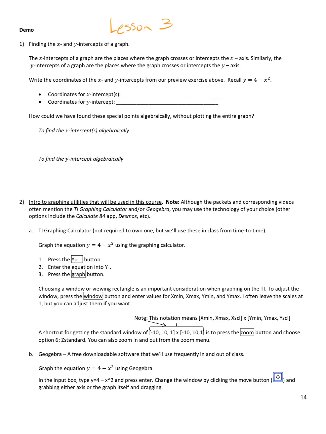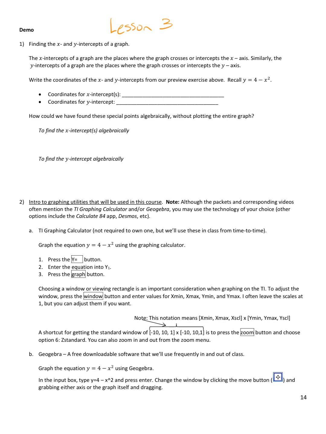This is the College Algebra Lesson 3 demo. Finding x and y intercepts of a graph. So the x-intercepts of a graph are places where the graph crosses or intercepts the x-axis. Similarly, the y-intercepts of a graph are the places where the graph crosses or intercepts the y-axis.